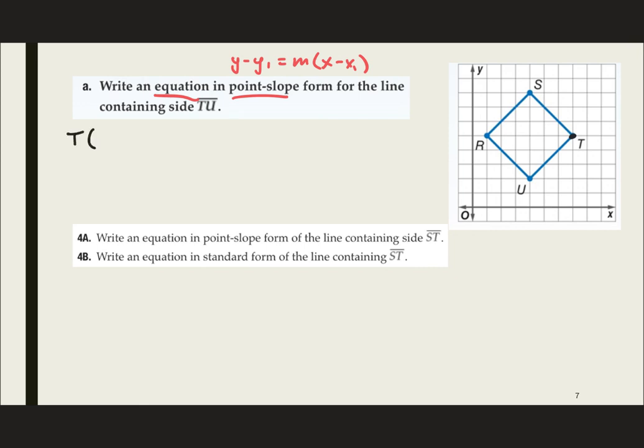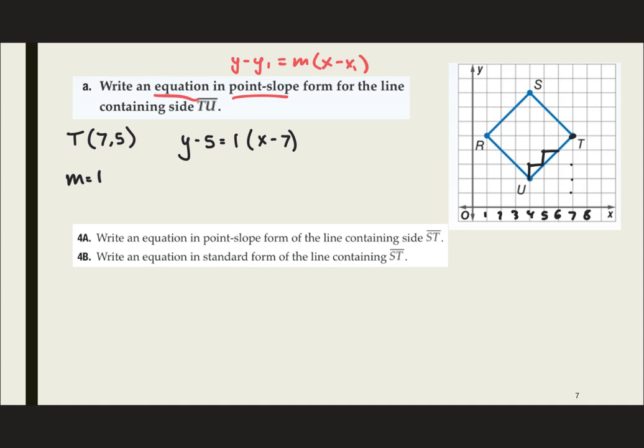So T, this is going to be, let's see, 1, 2, 3, 4, 5, 6, 7, 8. It's going to be 7, 1, 2, 3, 4, 5. So 7, 5. And then my slope, up 1 over 1, up 1 over 1. So my slope is 1. I'm going to plug it into my equation. So y minus 5 is equal to 1 times x minus 7. And that's it. Nothing more to do.